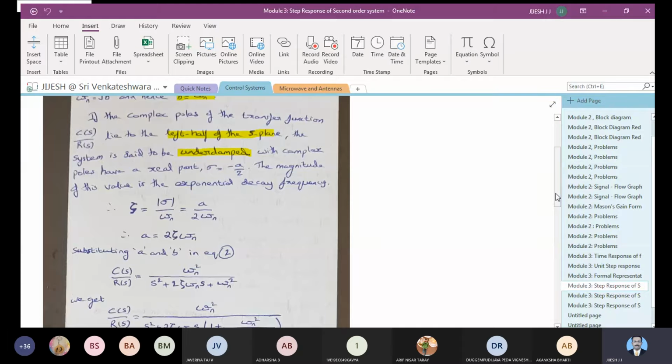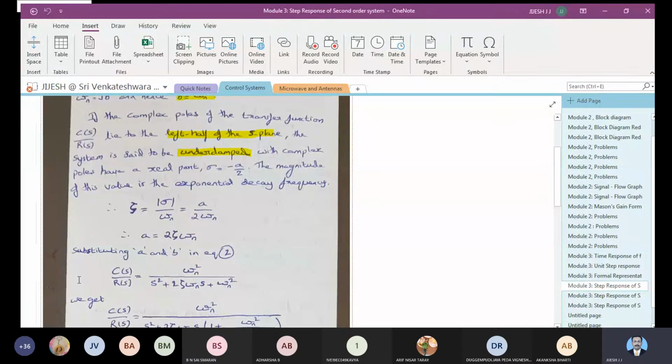Till here we have taken, in the previous class, the exponential decay frequency. Okay, so we'll continue from that further. As you know, zeta is called, you are able to see the content? Okay, so we will start from here. So we have been defining zeta.